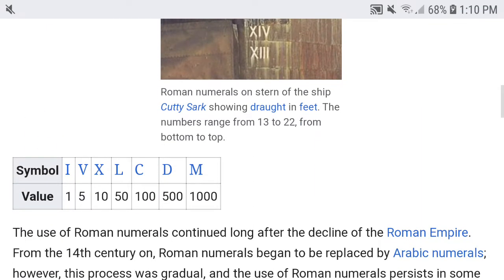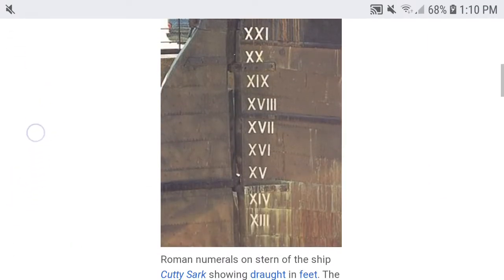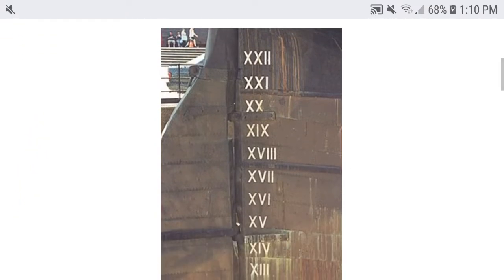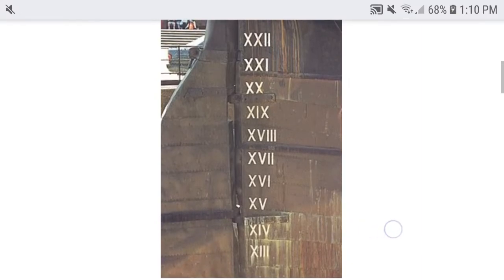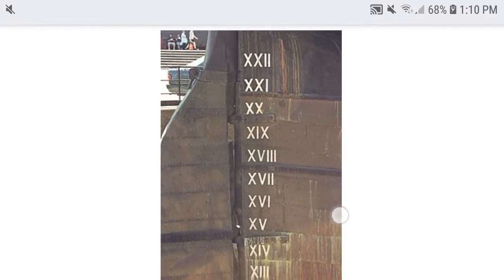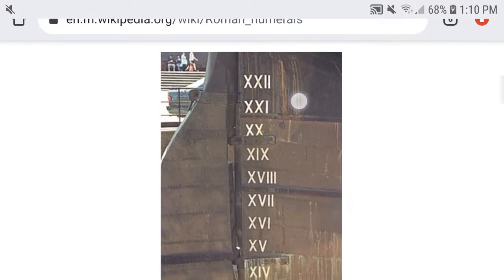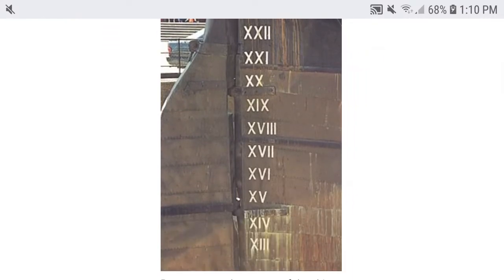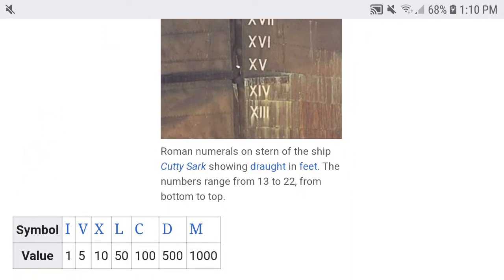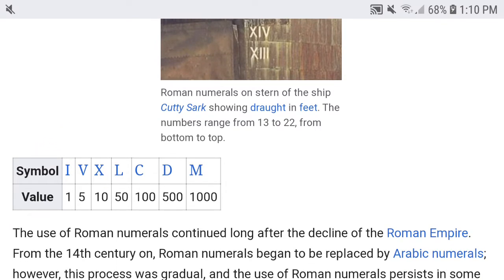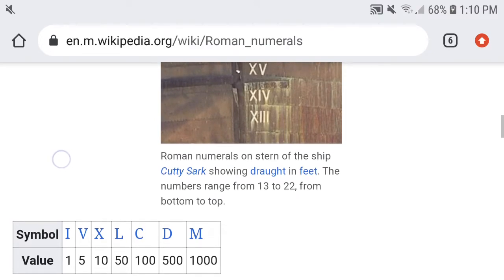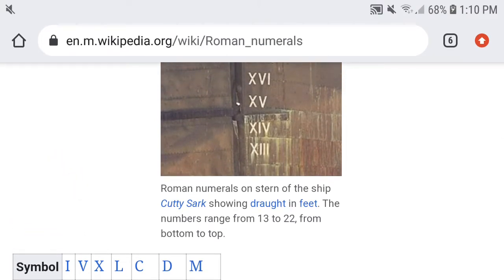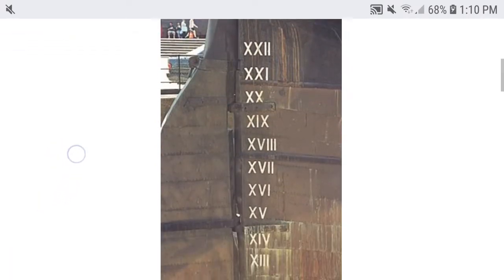And what is this picture? This looks like some kind of water level, if you ask me, because I can kind of see the drying spot over here. This looks like water flowing, but I'm not entirely sure. The caption says: Roman numerals on the stern of the ship Cutty Sark showing draught in feet. The numbers range from 13 to 22 from bottom to top. Okay, so it's draught in feet. Yeah, it's basically a kind of water level as well, right?